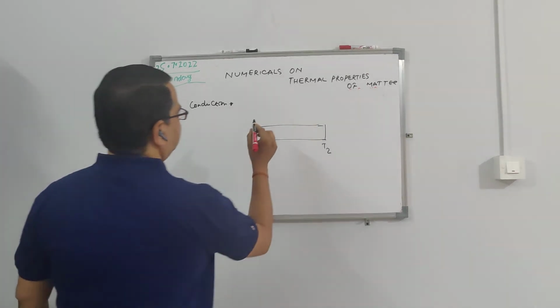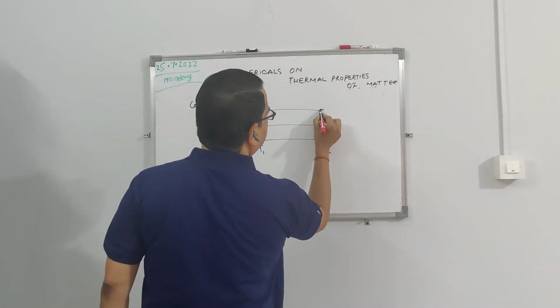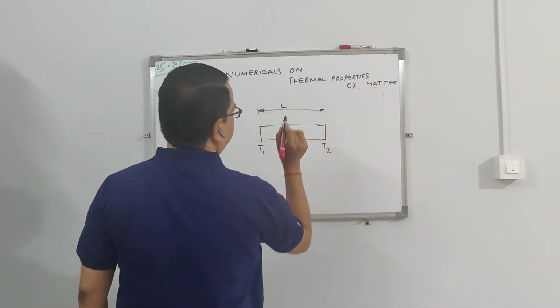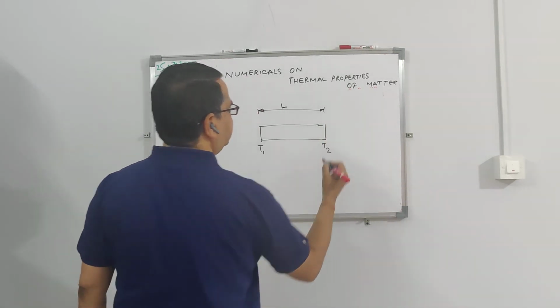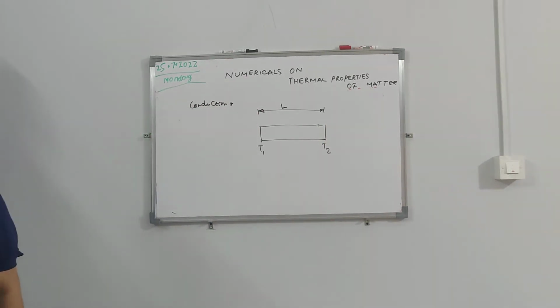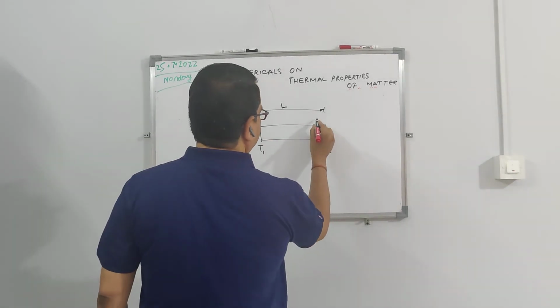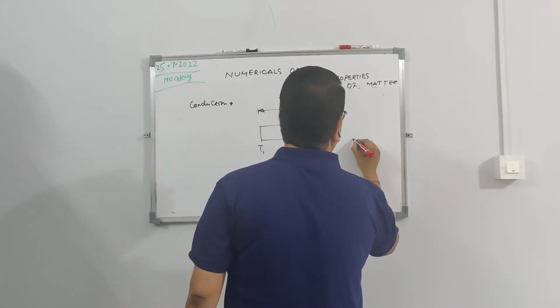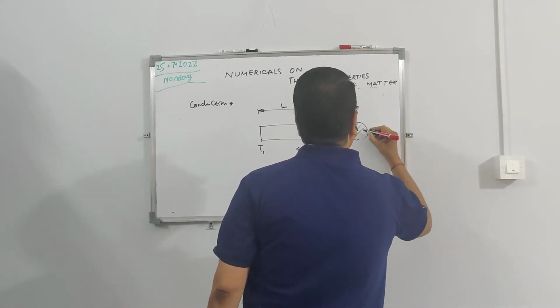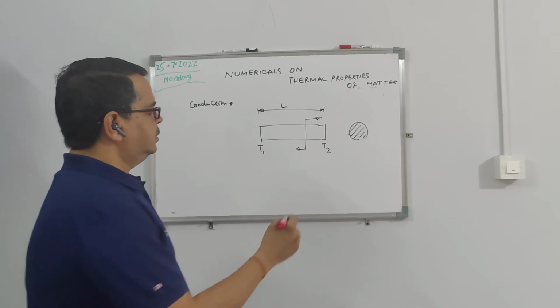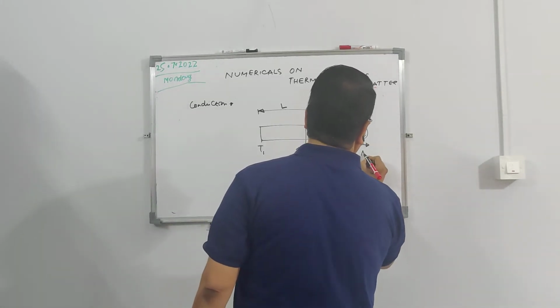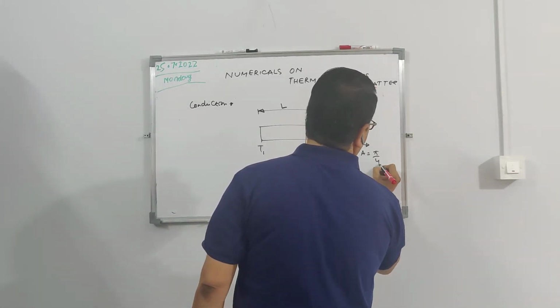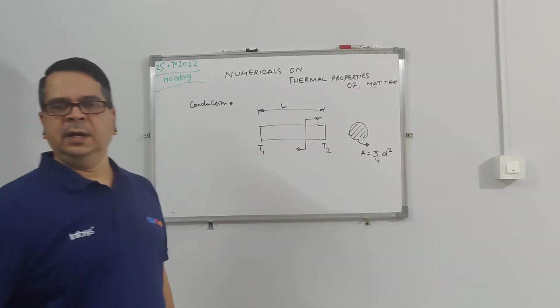Let us say the length of this iron rod, this is a conductor, iron rod is a conductor, the length is, let us say, L. And the cross sectional area, so if you take the cross section of this iron rod, it will be some circular thing like this. If it is circular, say A is equal to pi by 4 d square, that you can find out if you know the diameter.